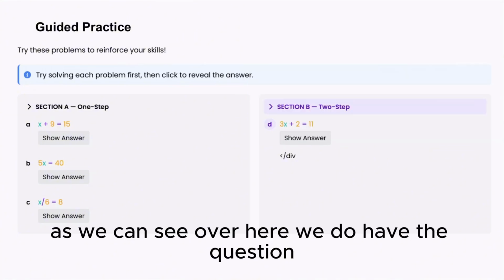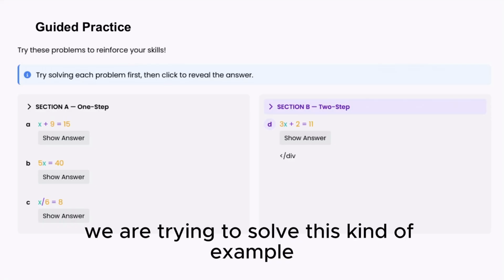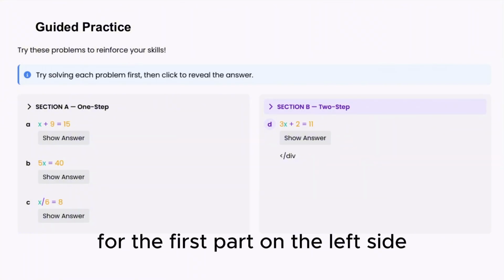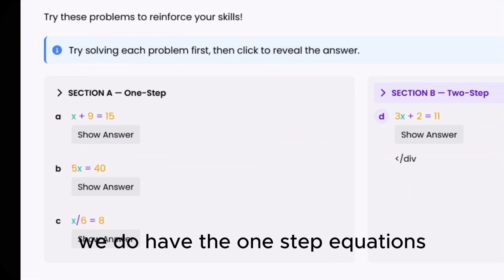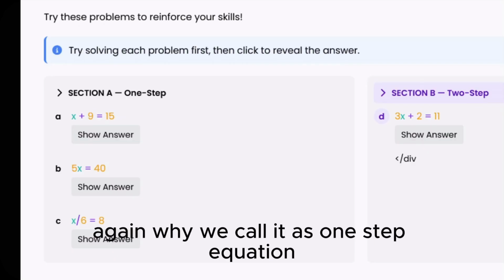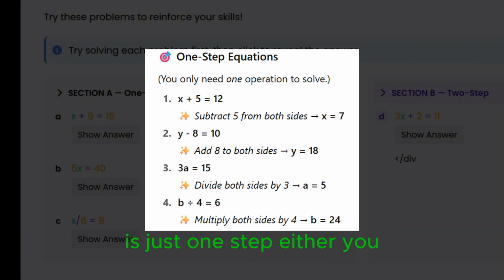So first of all, as we can see over here, we do have the question. The very first question is that we are trying to solve this kind of example based on the model of them. For the first part on the left side, we do have the one-step equations, and for the right side, we only have one question, which is two-step. Again, why do we call it a one-step equation? Because the only thing that you need to do is just one step.